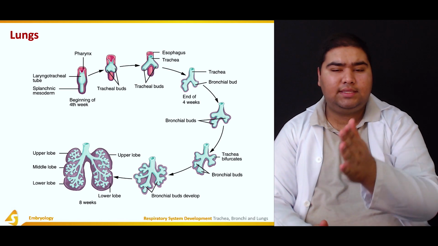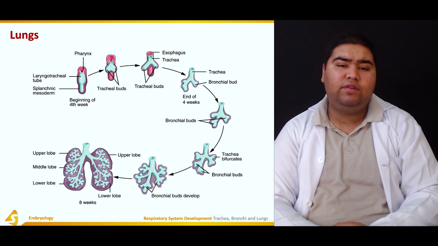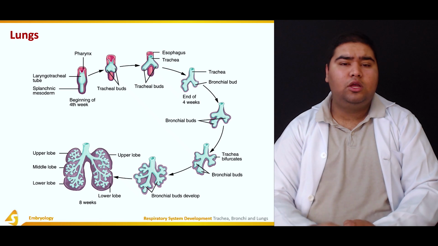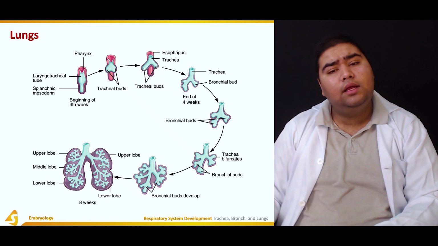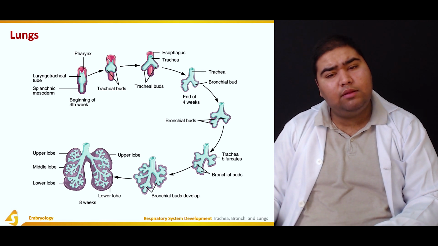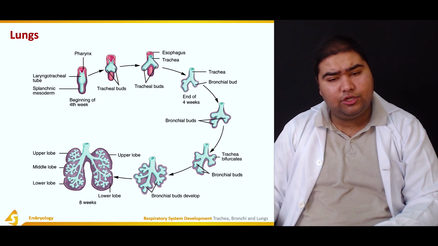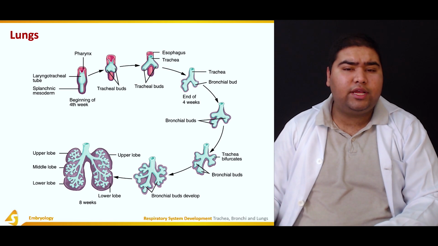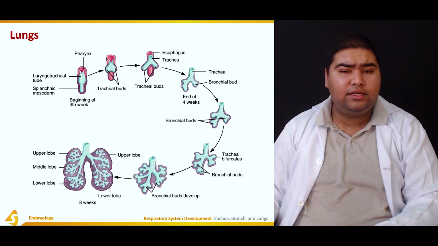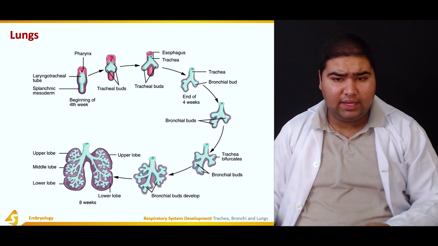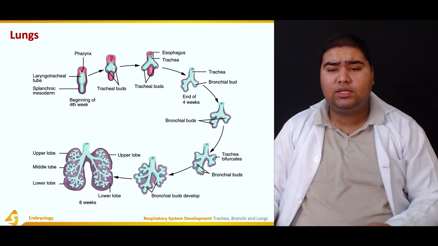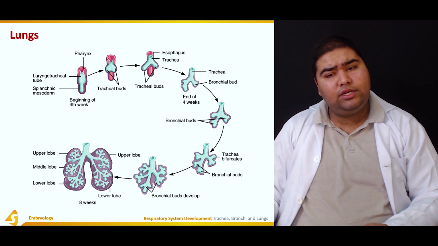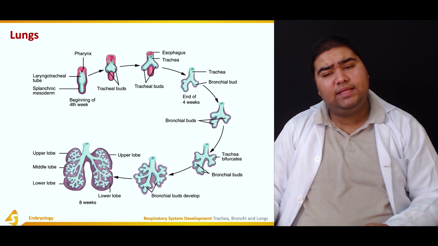So, this figure is a recap of how the development of the lung was taking place. Here we can see this was the foregut, and this in blue is the laryngeotracheal tube. Now, this laryngeotracheal tube develops into the larynx and the trachea. This trachea that has been developed divides into tracheal buds. These tracheal buds are undergoing elongation and differentiation. Now, the adult trachea has been formed and the bronchial buds have been formed.